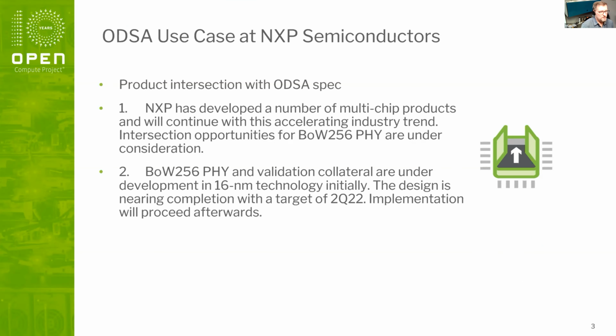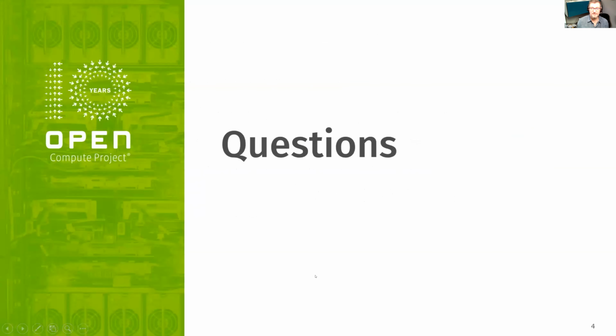And specifically, we're starting this validation of BoW-PHY with one of our older technologies, because it's one of our in-use but older technologies, a 16 nanometer technology. Initially, it just makes it easier to do the initial development. And this design is nearing completion this quarter, and then we'll begin to do the layout and other implementation activities afterwards. So I think I'll give you some time back, Bobby.